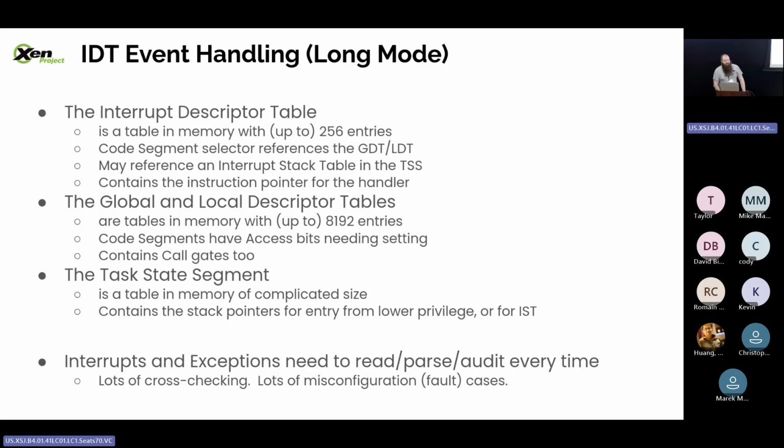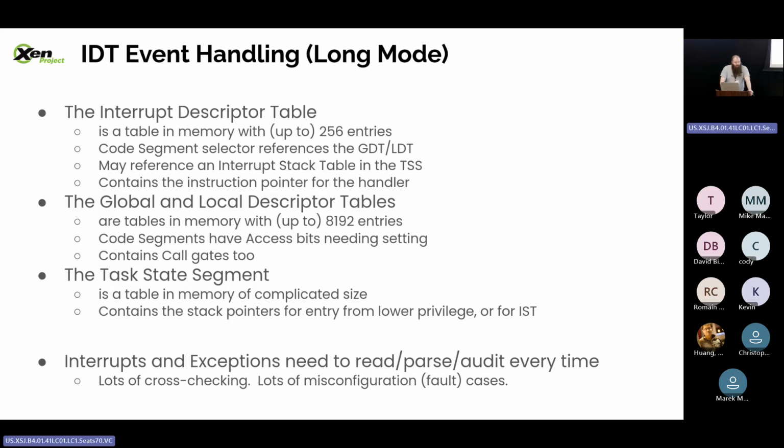The local and global descriptor tables contain a bunch of segments and various other descriptions. They're a little bit more complicated. They also contain a thing called call gates that no one uses because they are not binary compatible between Intel and AMD CPUs. In some corner cases, no one uses them, but they are relevant later. And there's also the task state segment that contains various bits that are lost to the history of x86, and also the stack pointers on entry.